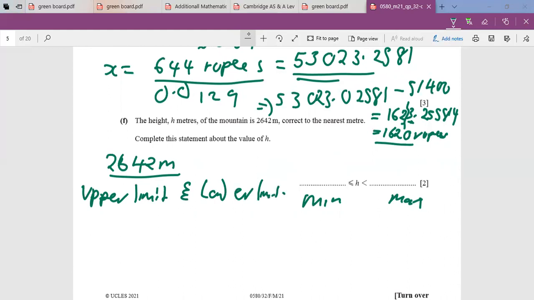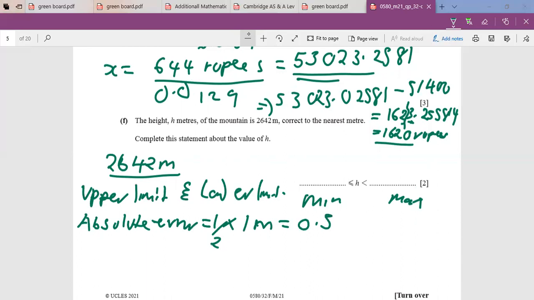How do we do that? First, we must find the absolute error. The absolute error would be 1 times the least unit of measurement of 2642, which is 1 meter. And this will give you 0.5 meters.